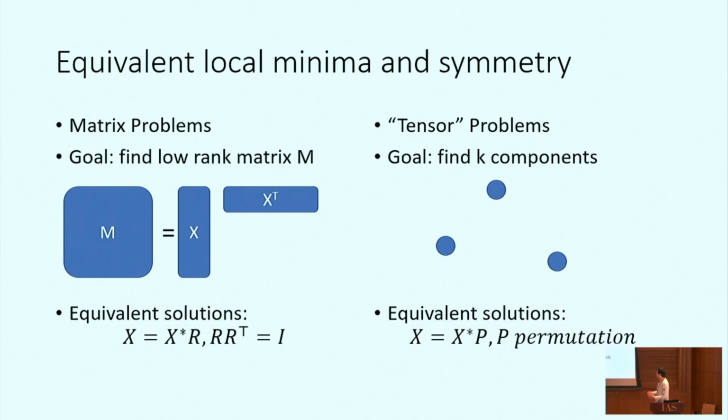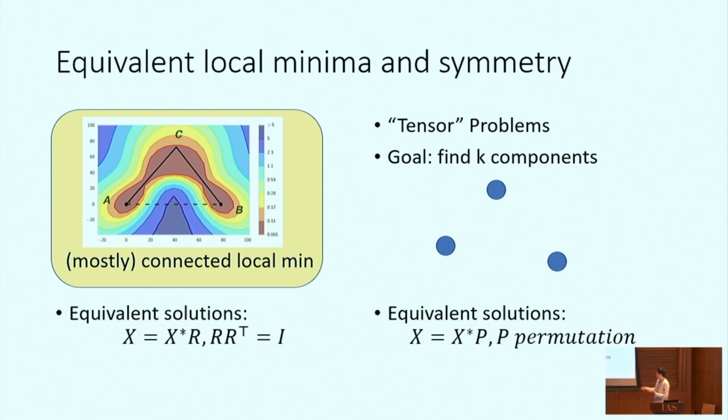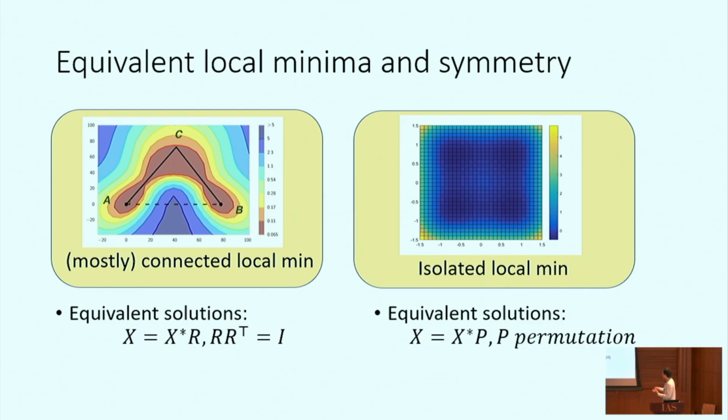And for these two types of problems, I have always thought that all the matrix problems have mostly connected local minima, right? Because if you think about it, this set of orthonormal matrices is mostly connected. I say mostly because it does have two connected components, one with positive determinant and one with negative determinant. But they are mostly connected. On the other hand, for the problems on the right, you will usually have isolated local minima because for the set of permutations, we know there are only k factorial permutations and they are kind of discrete.